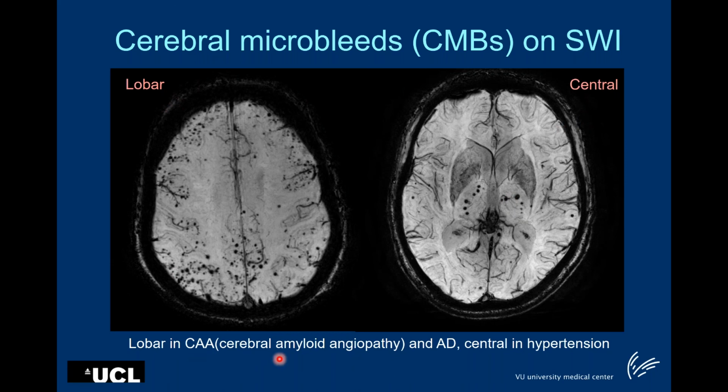So that can occur either in the setting of Alzheimer's disease or in rare genetic diseases where patients have amyloid angiopathy and then also develop macroscopic bleeding. So two patterns, lobar and central. So if you see a lot of these lobar microbleeds, it's most likely amyloid angiopathy with or without Alzheimer's disease. But I must say that a lot of Alzheimer patients do not have microbleeds. So not finding them does not exclude Alzheimer's disease. But if you do find a lot of lobar microbleeds, it's consistent with it.